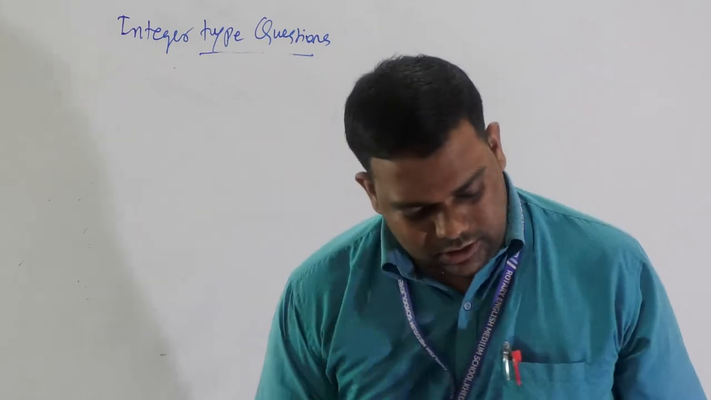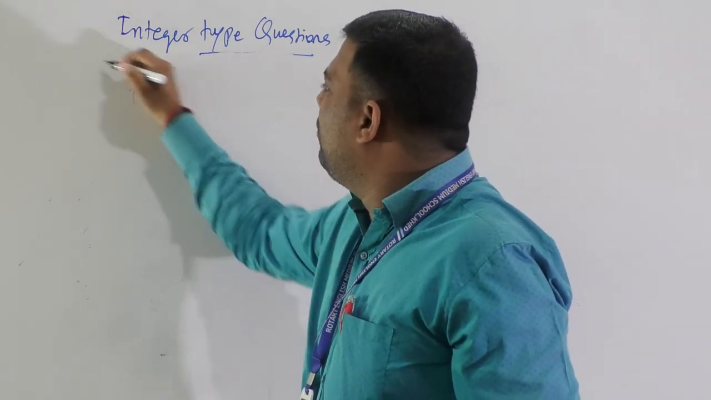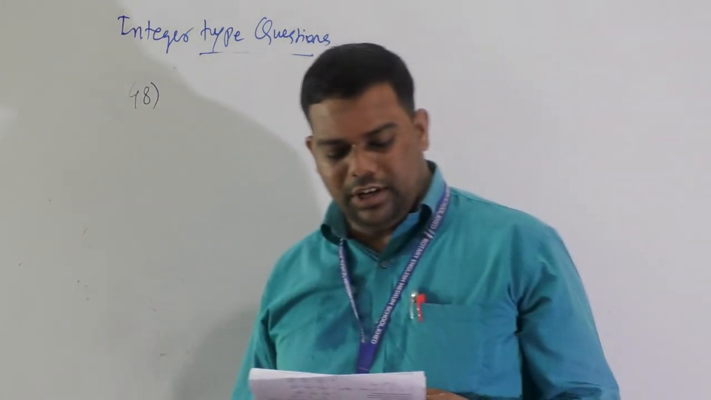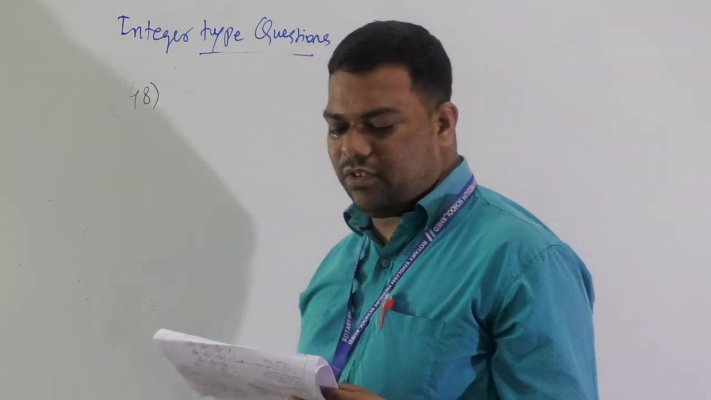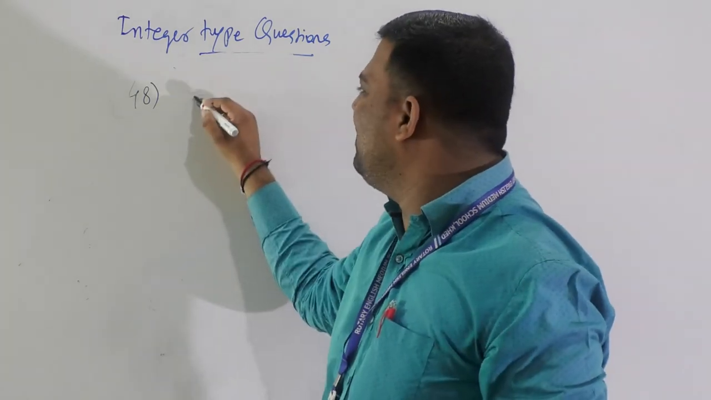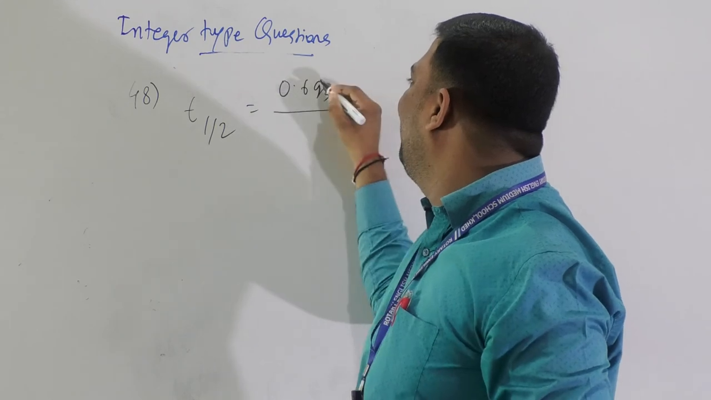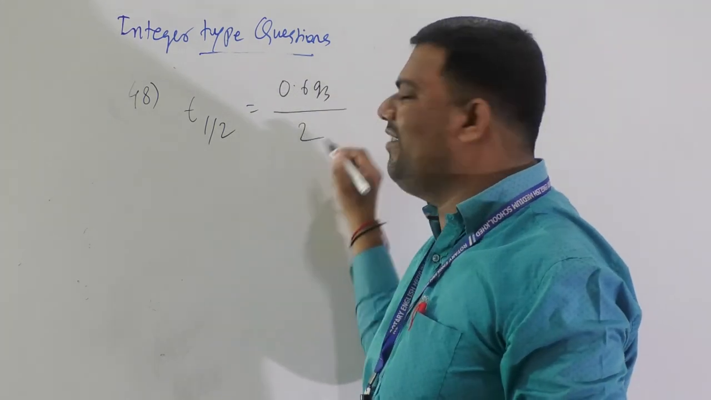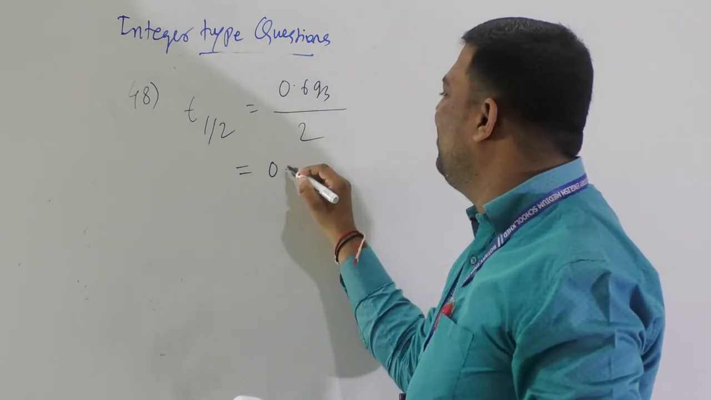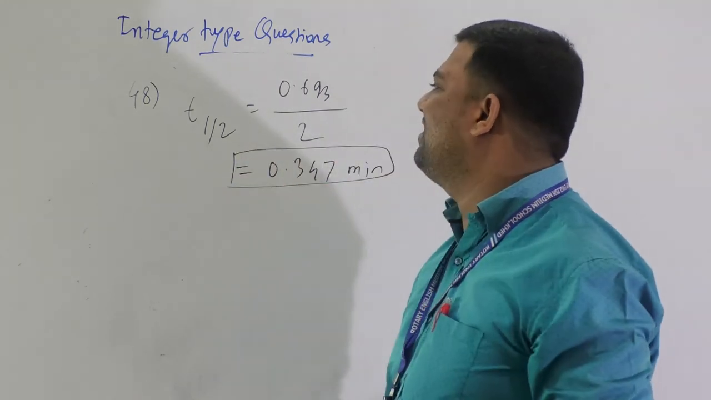Now we will discuss question number 48. Calculate the half life of a first order reaction from rate constant 2 minute inverse. Half life is very easy. T half is equal to 0.693 by K. They give K as 2 minute inverse, so you will get your answer, 0.247 approximately.